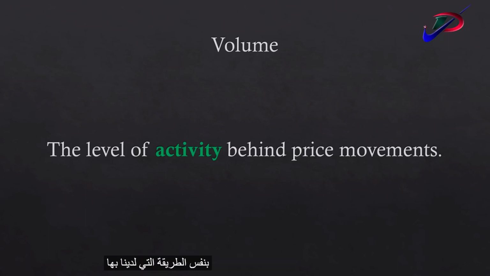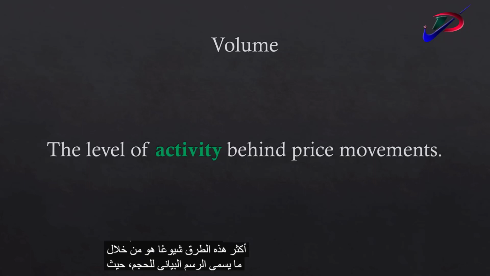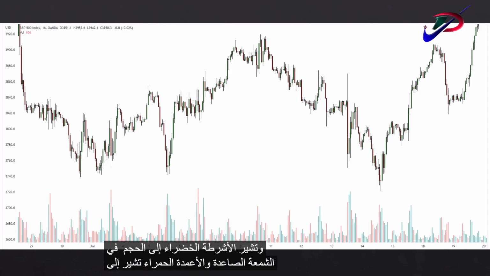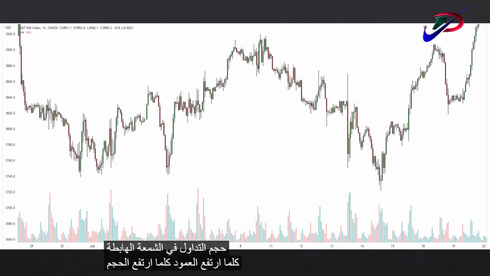In the same way that we have momentum divergence, we also have volume divergence. There are several ways of analyzing volume, but the most common of these ways is through what's called the volume histogram. The histogram shows vertical bars corresponding to each candlestick. The green bars indicate the volume in a bullish candle, and the red bars indicate volume in a bearish candle. The higher the bar, the higher the volume in that particular candle. The most important thing about volume comes from one of the tenets of the famous Dow theory.